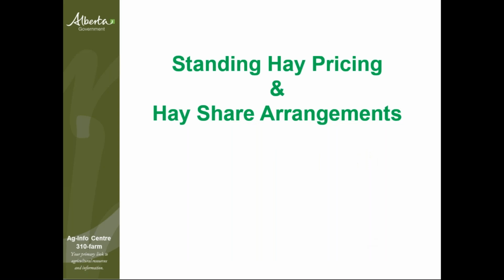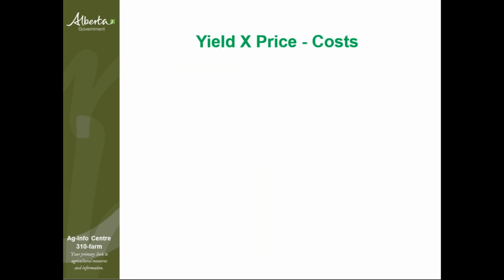What I'll be talking about tonight initially is standing hay pricing and hay share arrangements. Now, the standing hay price is a function of yield and price: the price in the bale after harvest, minus the cost for putting it up. All-in harvesting costs include cutting, baling, raking, and stacking, and there's a certain labor component to that.